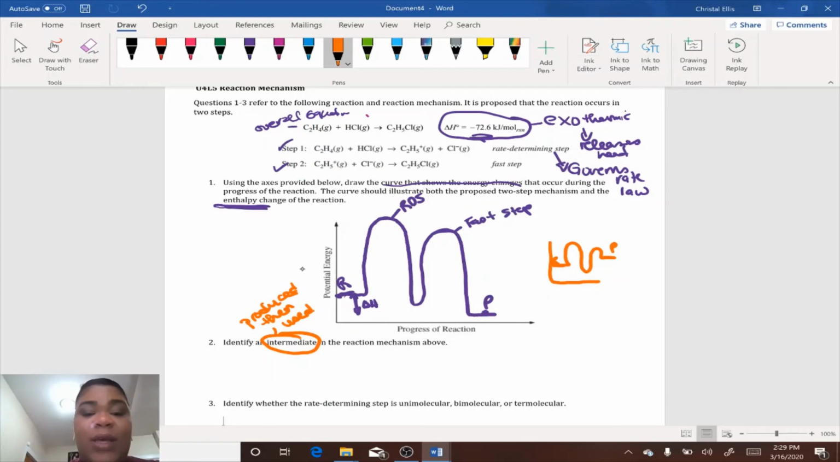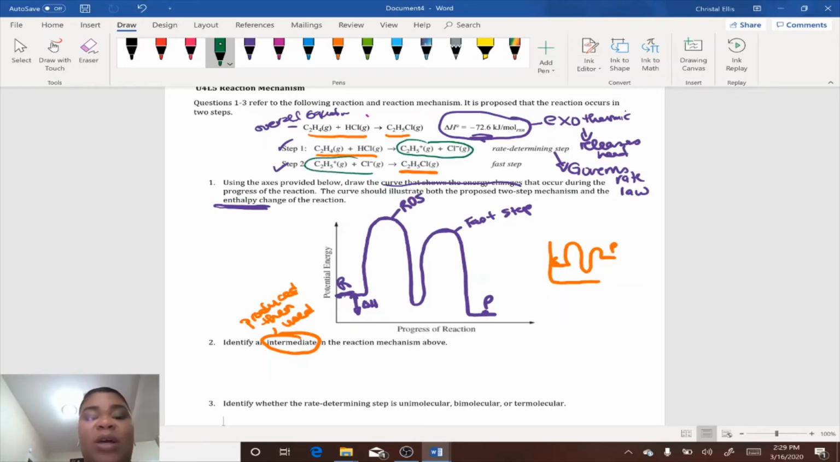So C2H4, HCl, we can leave those alone because they're present in our overall equation. C2H5Cl is present in our overall equation as well. So we do not want to disrupt that, which means that the only 2 possibilities for our intermediates are these 2 here.